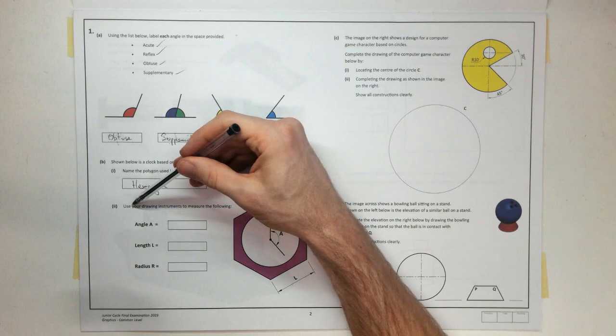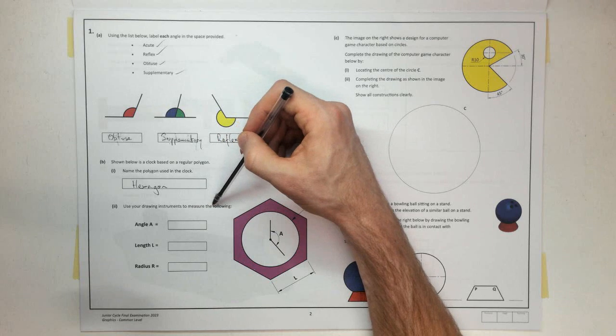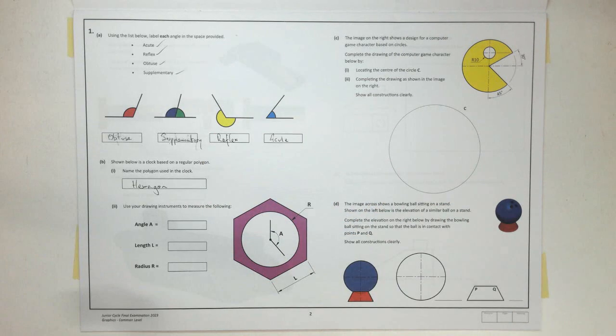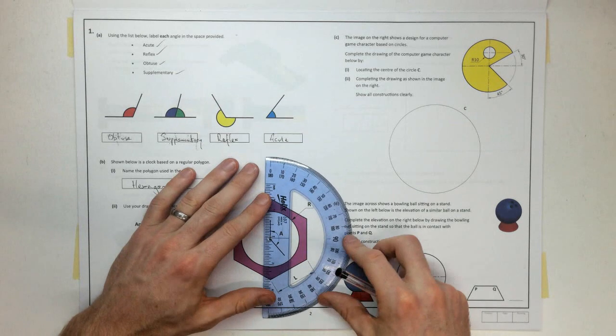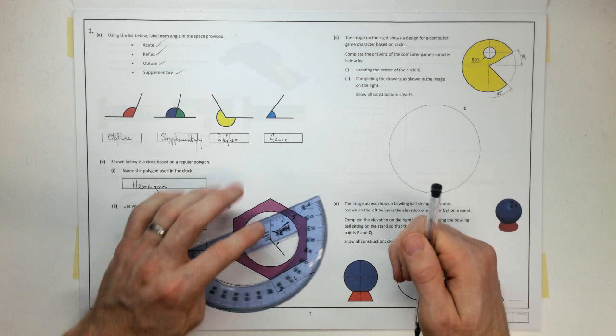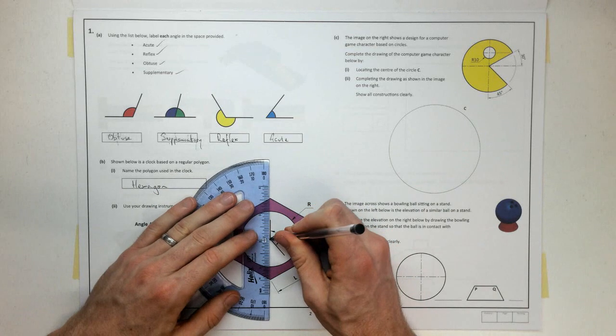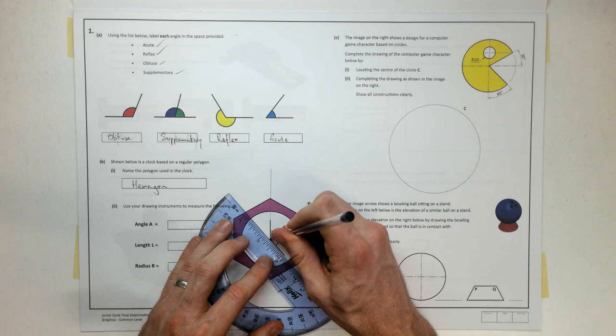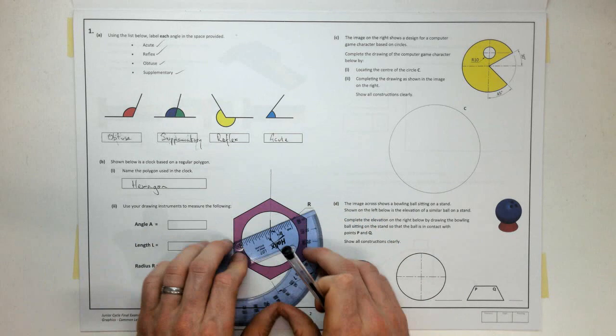Part 2, use the drawing instruments to measure the following. Angle A. So here's our angle A. To measure an angle, I'm going to use my protractor. Okay, and if I want to use this, you can see that my angle is not large enough. So I'm actually going to just extend that a little further, trying to do it as accurately as I possibly can.